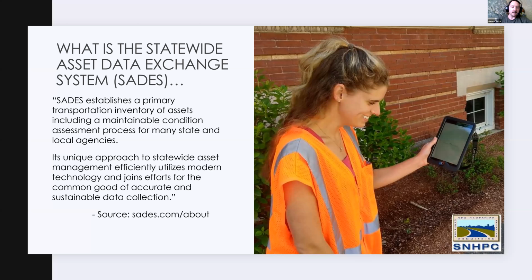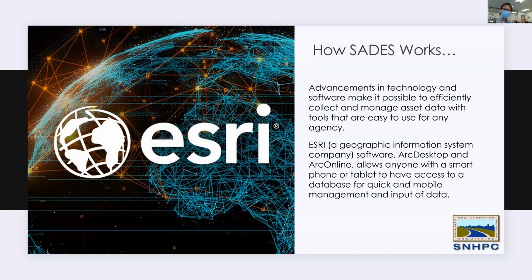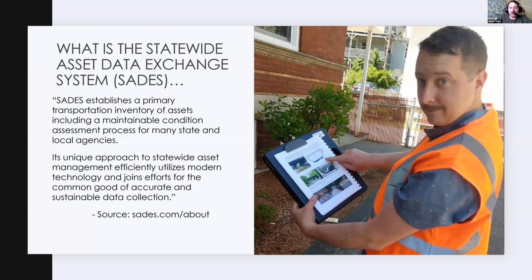So this description is pulled from the SAIDS.com web page. We were having a little fun with the SAIDS protocol. So that clipboard you see there in this photo is me pointing to one of the almost 100 characters which have to be collected in the field for stream crossings. But I'll get into that in more detail a little bit later in the presentation.